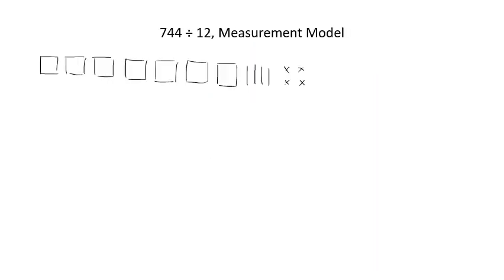So we can extend this to a problem like 744 divided by 12, where now we're going to be dividing by a 2-digit number. And I've gone ahead and drawn out the 744, so you don't have to watch me do that again. So when we're dividing by 12 using the measurement model, a couple of different things we have to think about now as well. Not only can we be a little bit more flexible in how we think about this measurement piece, but also more flexible in how we think about that 12.